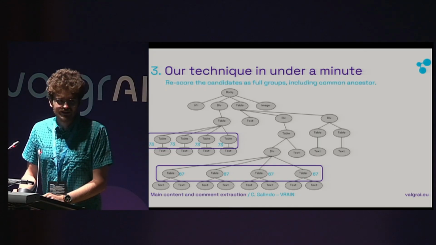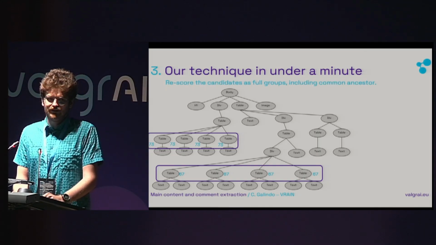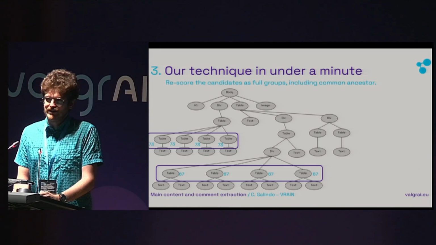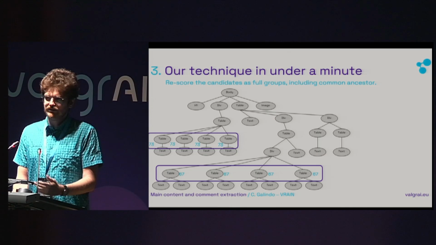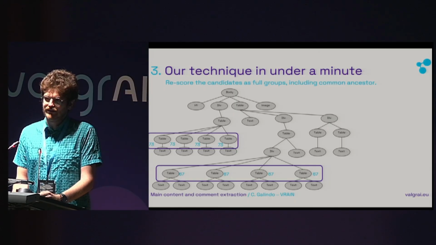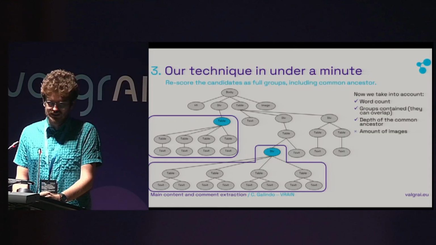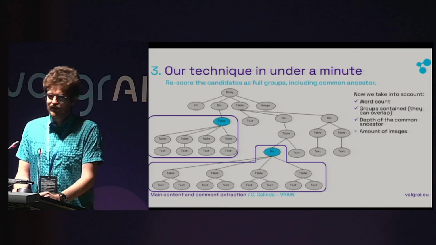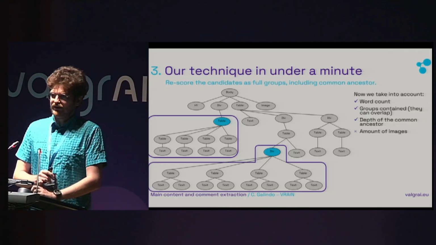And after this, we can go look up the full group this set of nodes represents. So we're going to look for the parent of each of the groups and all of the nodes contained within that subtree. And so we select these new root elements, and now we take into account the full word count.